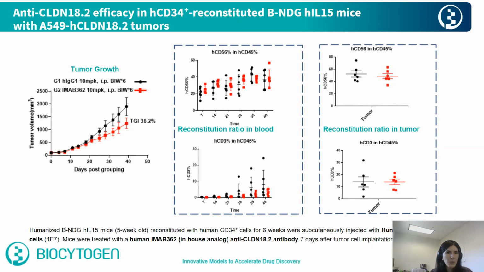This group is shown by the red curves on the tumor growth scale, which showed efficacy in slowing tumor growth compared to the IgG control, which is shown by the black line. On the right-hand side, you can see that CD56 positive NK cells and CD3 positive T cells were present both in the blood, as shown in the middle panel, as well as the tumor, as shown on the right-hand side, extracted from these mice at the endpoint.